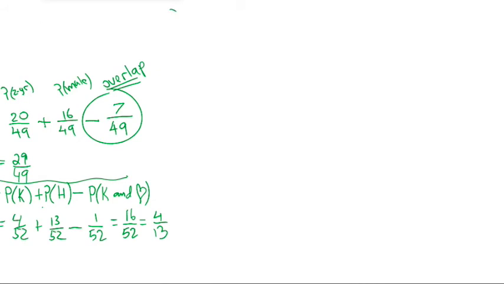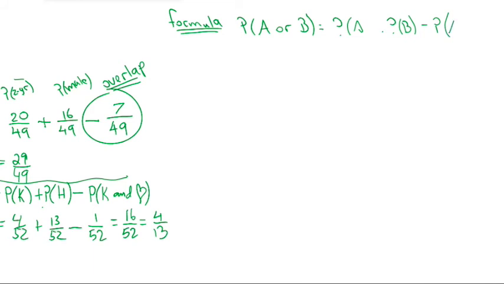So, the formula that you need to know: the probability of A or B is equal to the probability of the first one plus the probability of the second one, minus the probability of their overlap.